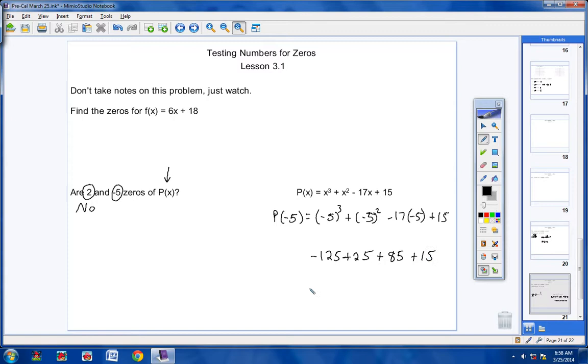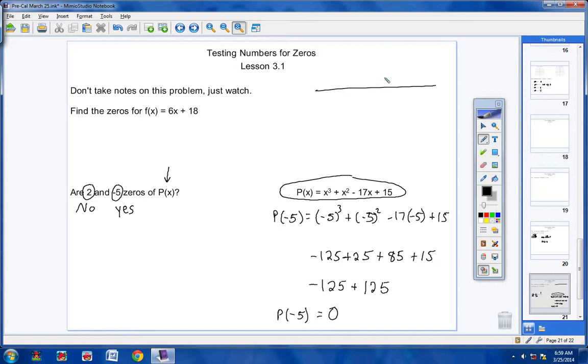Okay, if you combine all your negative numbers, you get negative 125. If you combine all your positive numbers, you get 5, 5, 10, 15, 5, carry 1, 3, 11, 12. You get a positive 125. And of course, when you combine those two numbers, you get P of negative 5 equals 0. So when I put negative 5 in, did I get out a 0? Yes. So is negative 5 one of your zeros? Yes.